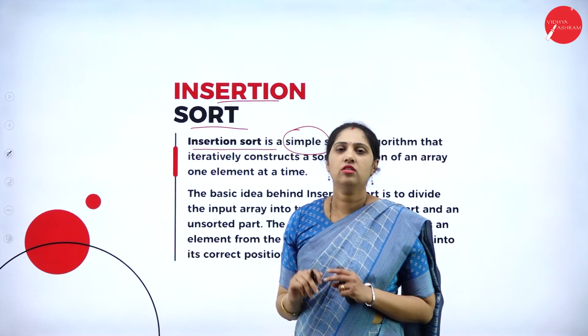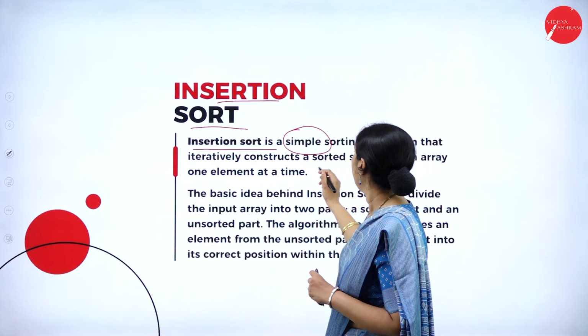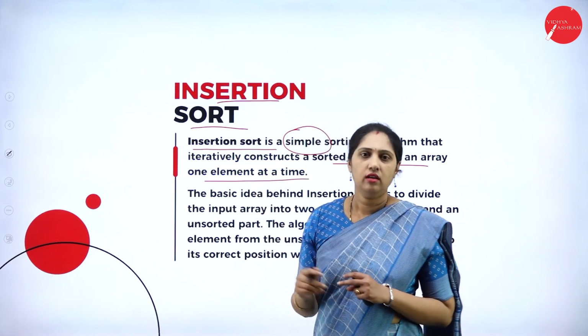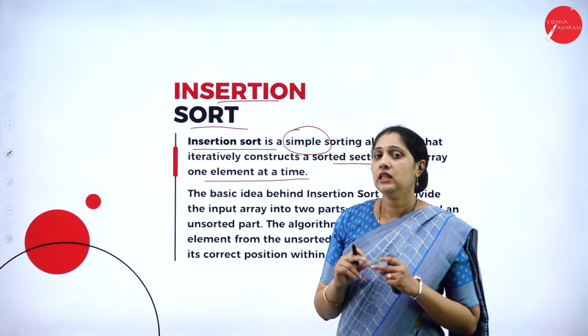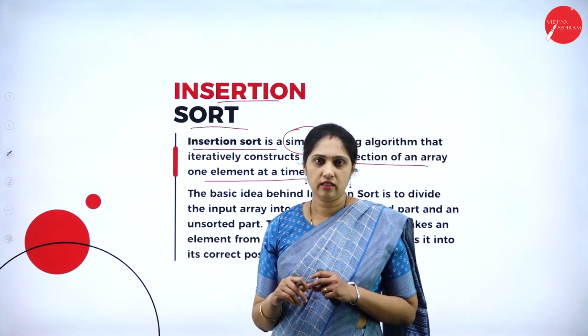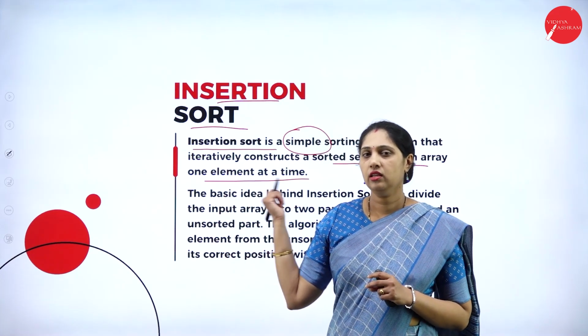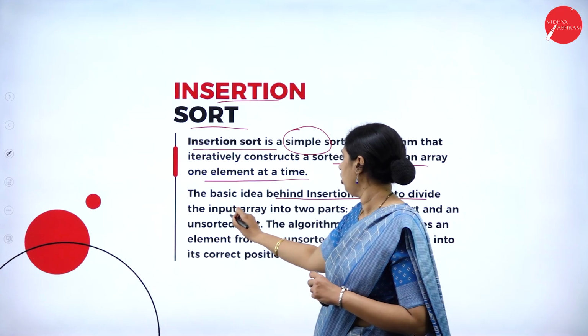So we say insertion sort is very simple. It is a sorting algorithm. It sorts a section of the array. If I want to sort, it should be an array. Array is nothing but a collection of similar data type. If I want to sort integers, I have to take which array? Integer array.